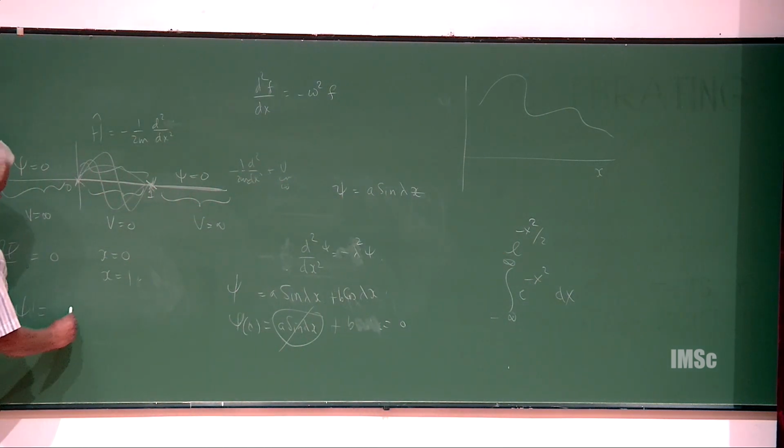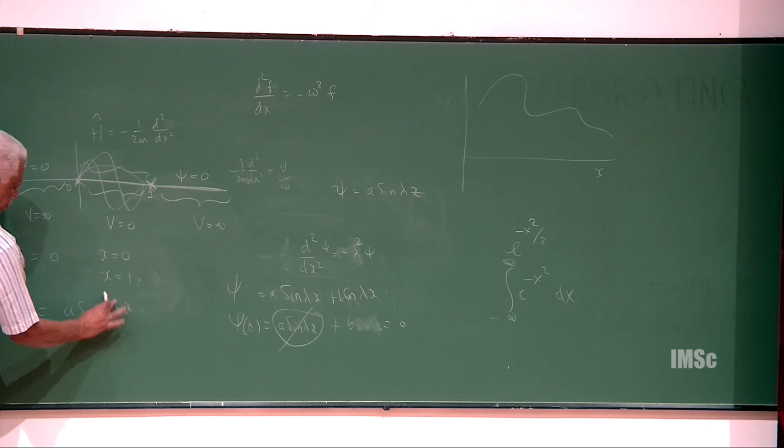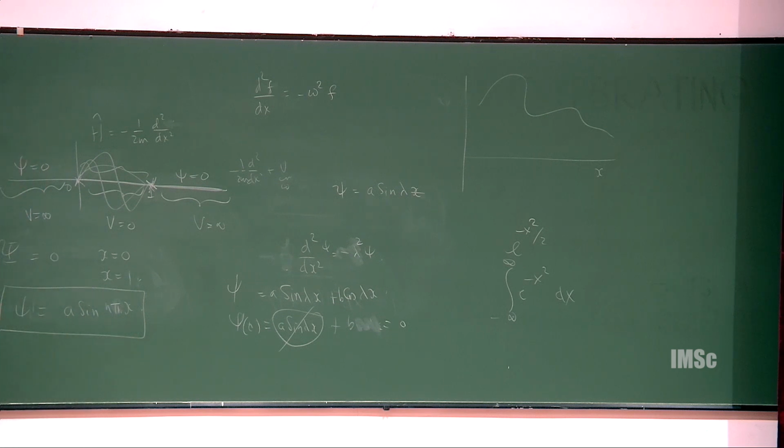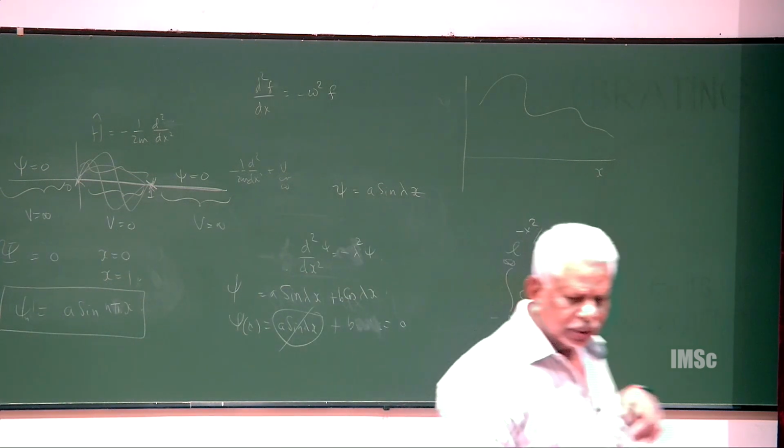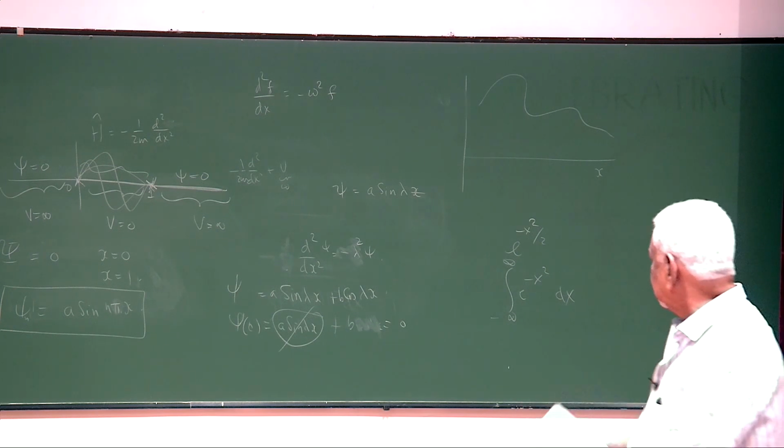psi is equal to a sin n pi x, and let me call it psi n here. For each value of n, if n is 0, there is nothing, the function is 0, we do not want it. N is equal to 1, there is a solution. N is equal to 2, there is a solution. N is equal to 3, there is a solution. For all values of n, there is a solution. N is equal to -1 also is a solution, -2 also is a solution, etc.